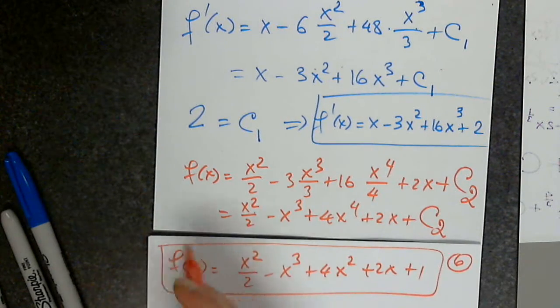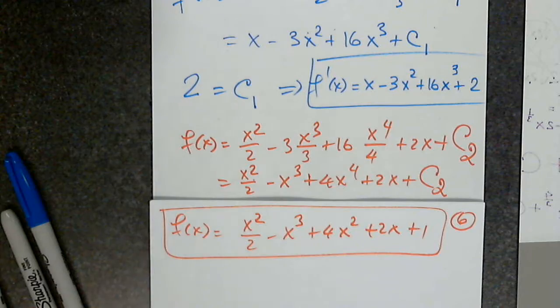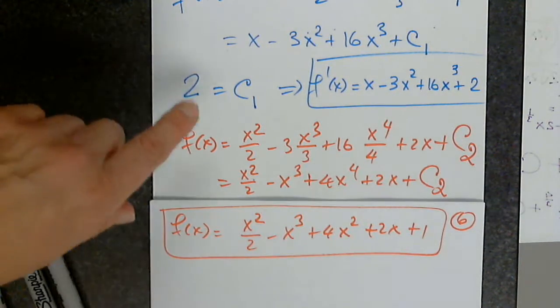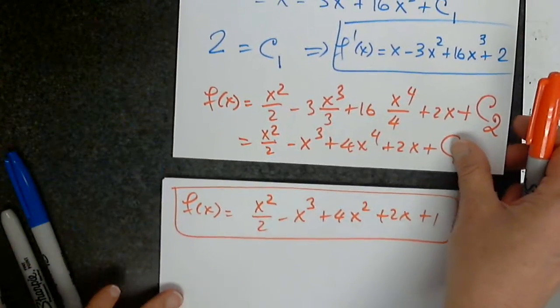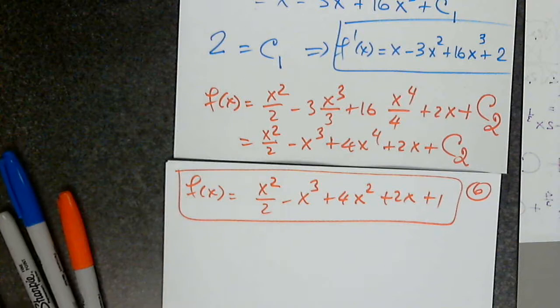And this is the only function whose second derivative is 1 minus 6x plus 48x squared and complies with these two conditions. Any questions here? Is this okay?